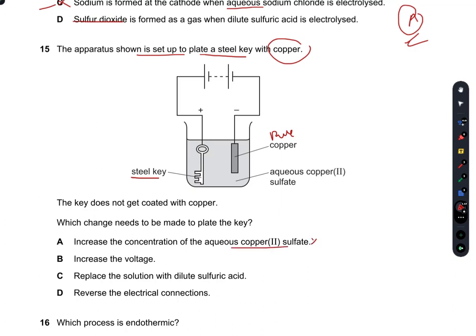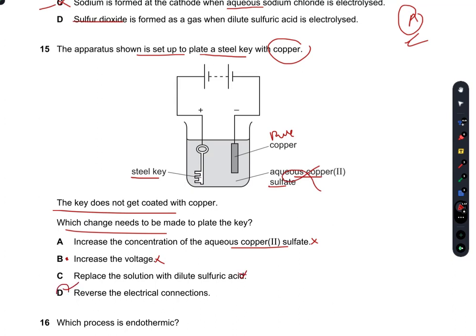Now why do we have to increase the concentration? This doesn't make sense. Increase the voltage. Yes, this increasing the voltage. No, voltage again does not have any relation with this problem we are having here. Replace the solution with dilute H2SO4. If dilute H2SO4 is added to this solution, then copper ions could not move. So C is also incorrect.